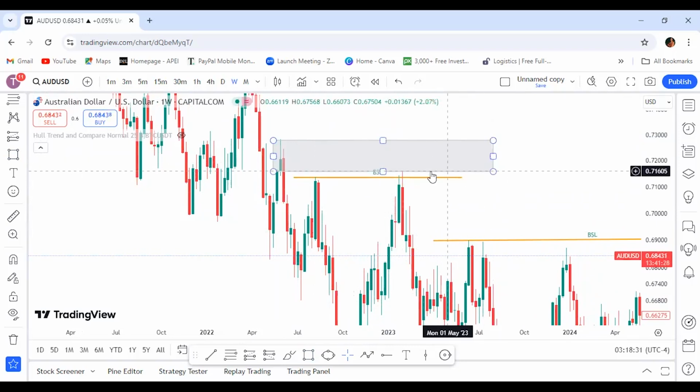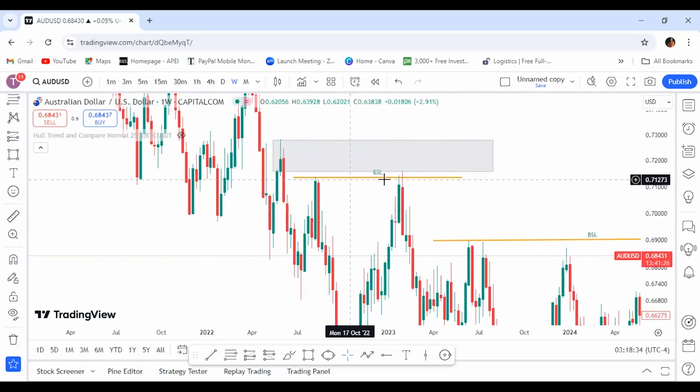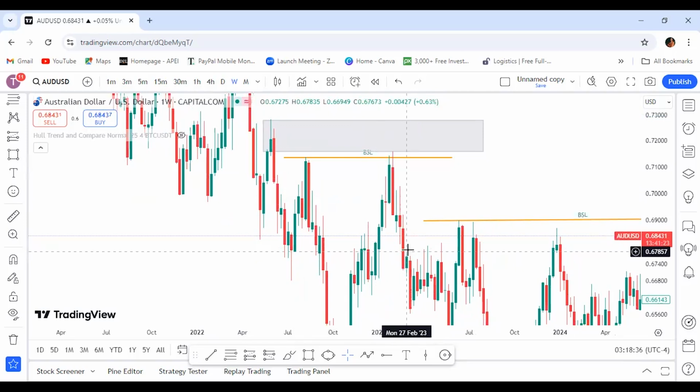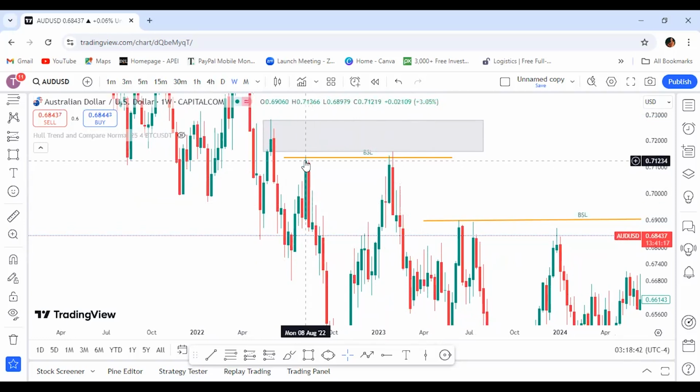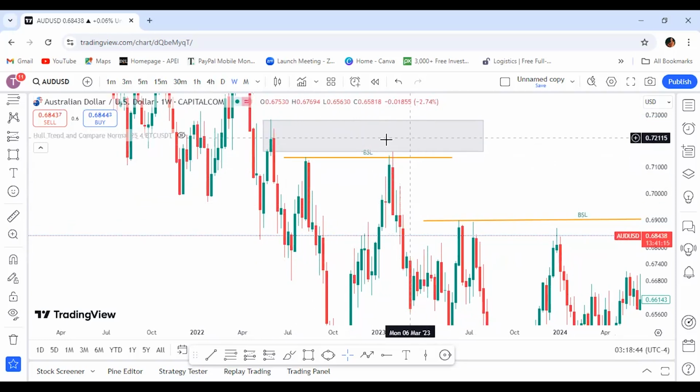engulfing, which creates a supply zone, and as it took out the liquidities, we now see the drop. So when you are selling from that point, at least you have 2 reasons. The first reason, the price has taken out the weekly liquidities. The second reason, it has reached a key level, a bearish engulfing or a supply zone.